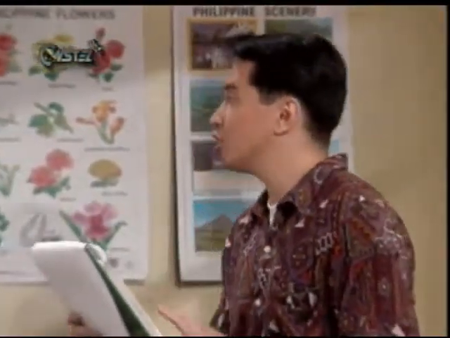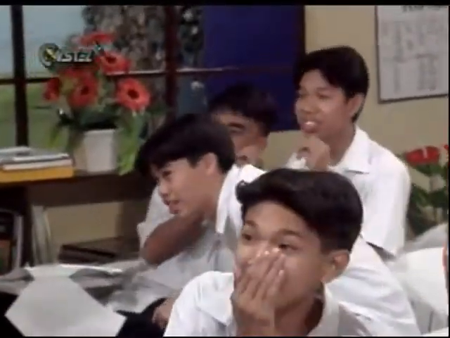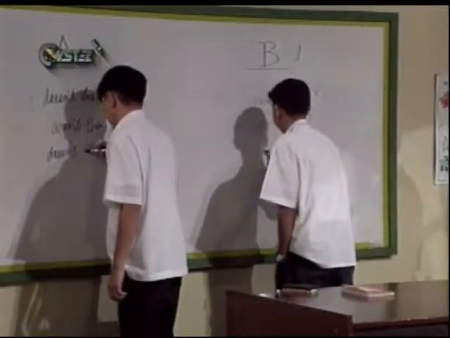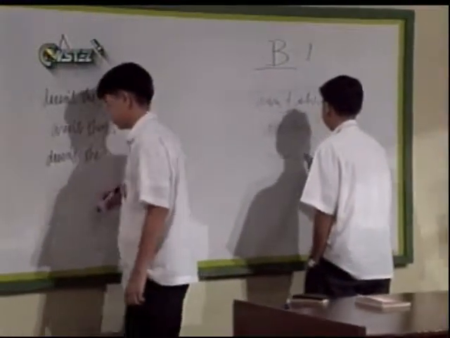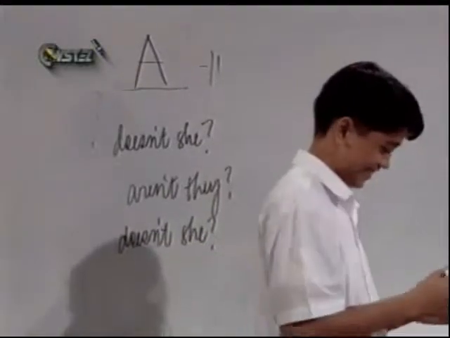Okay? The last statement. Mother enjoys cooking, blank. Again, class, okay, that's enough. What are your answers? The group that has the correct answer is Group A. It's doesn't she. So we have a winner. It's Group A.